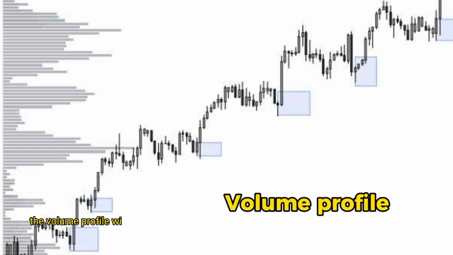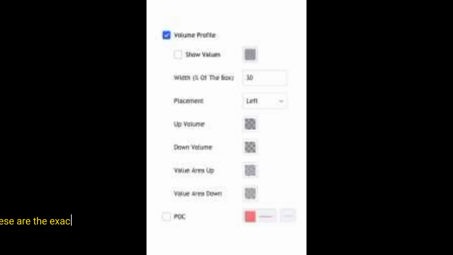The volume profile will basically tell you where most of the orders lie. The bigger the bell shape, the stronger the demand or supply. The zones with almost no data are simply liquidity zones/imbalances. These are the exact settings I use for the indicator.